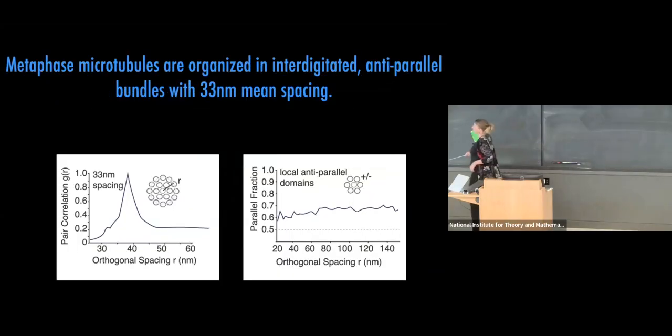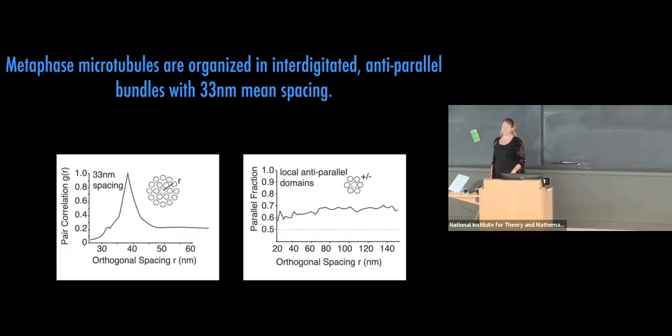So the first thing you could look at is the spacing. You can see this here. This is just the nearest neighbor of microtubules, and you can see that the microtubules in these tomograms are arranged with a 33 nanometer spacing. And then the exciting thing that we could get out is the polarity of individual microtubules. That's something we could not see in the plastic. We had to make some weird guesses on what the polarity would be. If you look here, you can see that they are antiparallel. You can also see in my title: metaphase microtubules are organized in interdigitated and antiparallel bundles with 33 nanometer mean spacing.